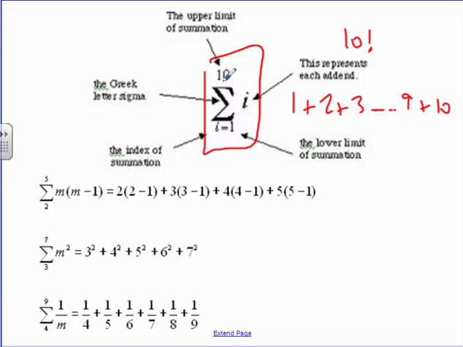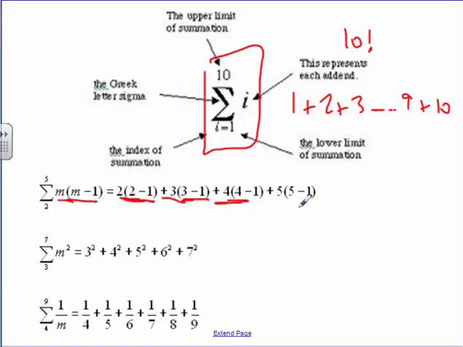Now, on this particular notation right here, the only thing we have is the variable i. But on this one right here, you'll see the variable is actually m minus 1. So with the 2 on the bottom, you go 2 minus 1. See how that's right here? Well, then the sum means you need to add to that the next number up from 2. So 3 minus 1.